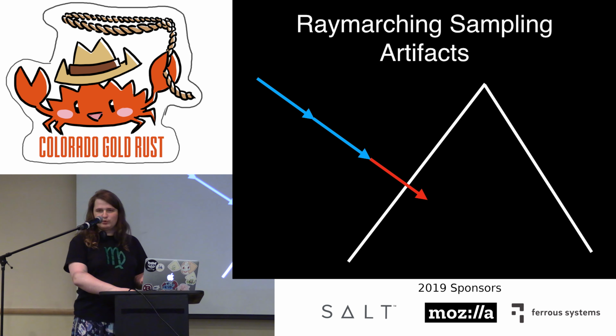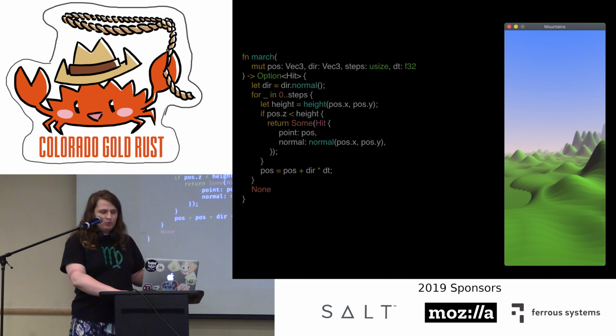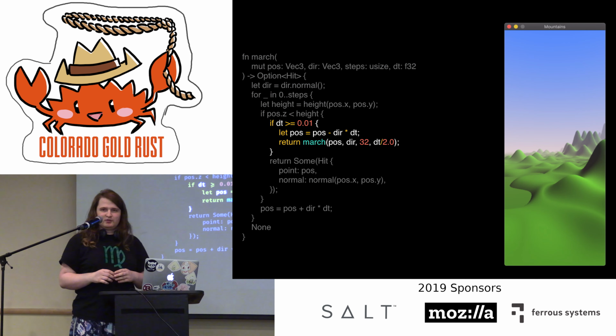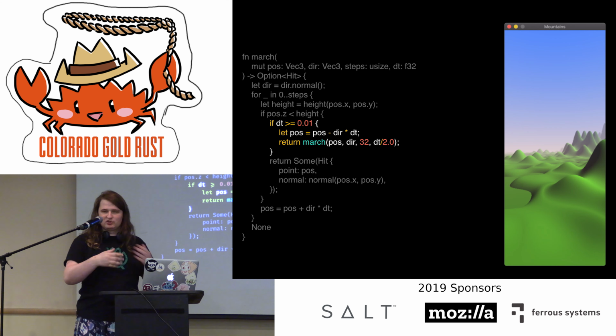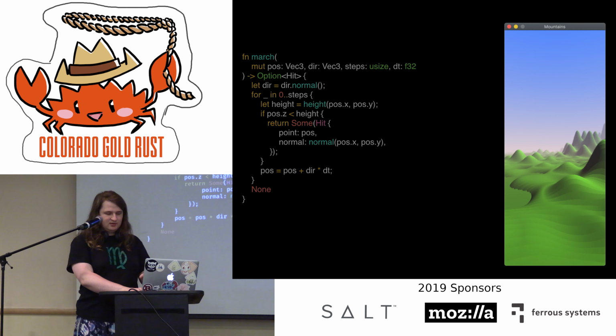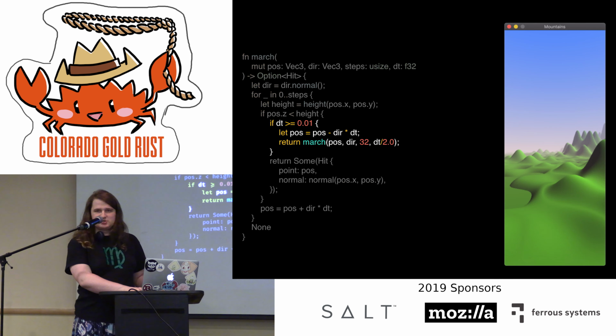But luckily there's a really simple way to fix this. When you hit something, you take one step backwards, and you try again smaller. You keep doing this until you've got a size you're happy with. So if we take our marching code, we can just add 4 lines in here that say, if we're still too big, let's take one step backwards and try again with a smaller step. And just adding that makes the ground much smoother, gets rid of a lot of those rough stripes.